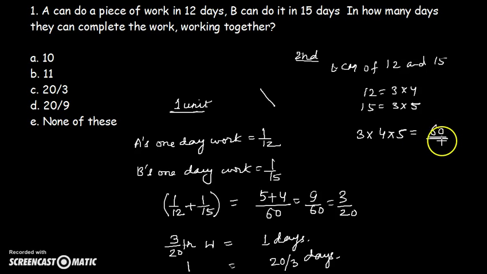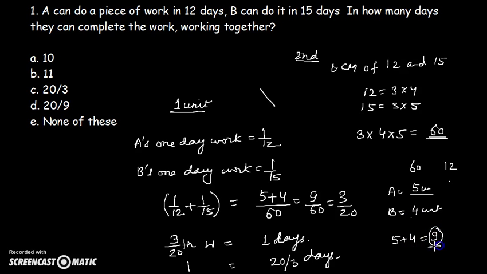Let us see. If you assume the work to be of 60 units, A can finish 60 units of work in 12 days. That means in 1 day A can finish 5 units of work, and B can finish 60 upon 15, which is 4 units. So B can finish 4 units of work and A can finish 5 units of work in 1 day. If they are working together, they will finish 9 units of work.